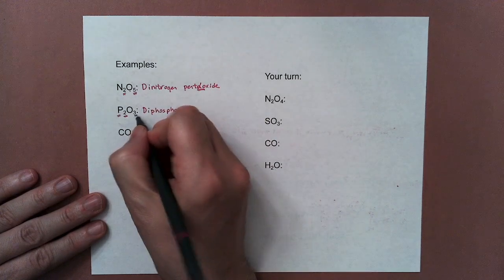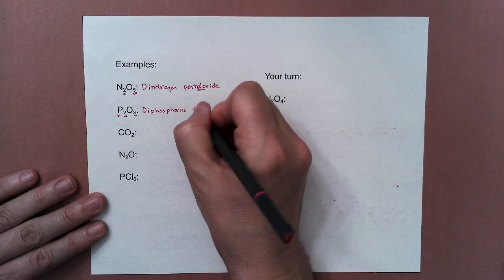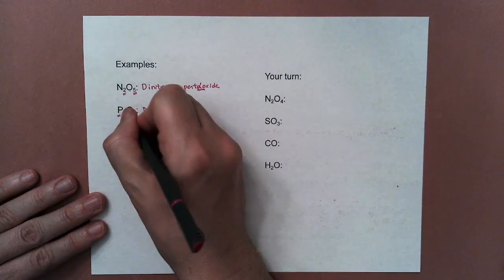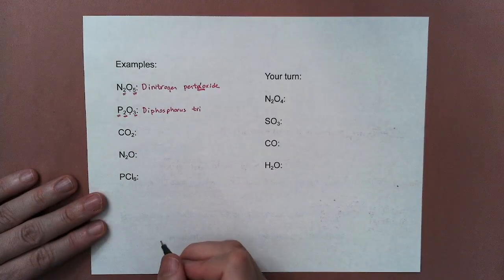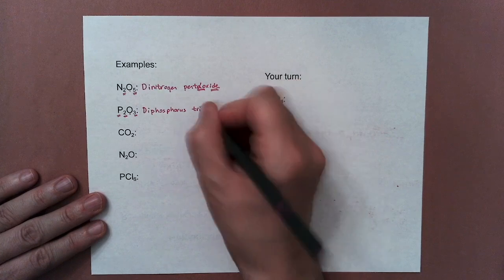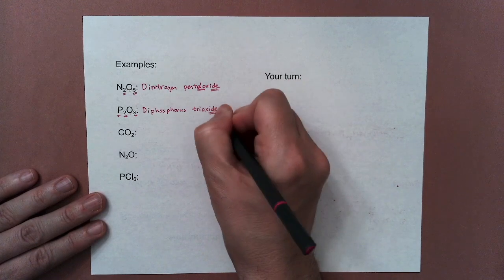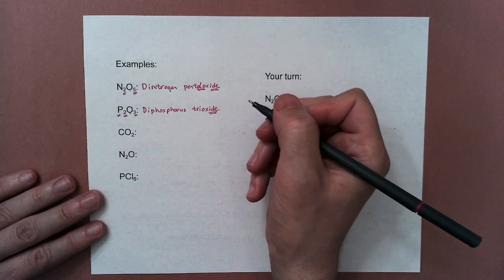Then I need to say the number of the second nonmetal. It is 3. So I say tri. And the second nonmetal is again oxygen. Instead of oxygen, we will be using oxide. Oxide. We dropped the ending, added the suffix "ide."